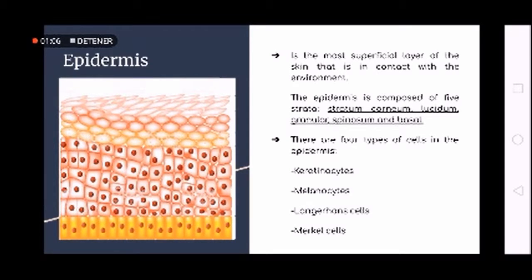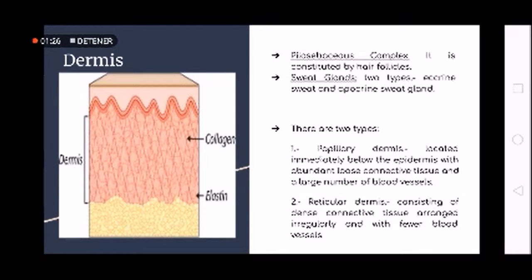The epidermis is the most superficial layer of the skin that is in contact with the environment. The epidermis is composed of 5 strata: stratum corneum, lucidum, granular, spinosum, and basal. There are 4 types of cell in the epidermis: keratinocytes, melanocytes, Langerhans cells, and Merkel cells.